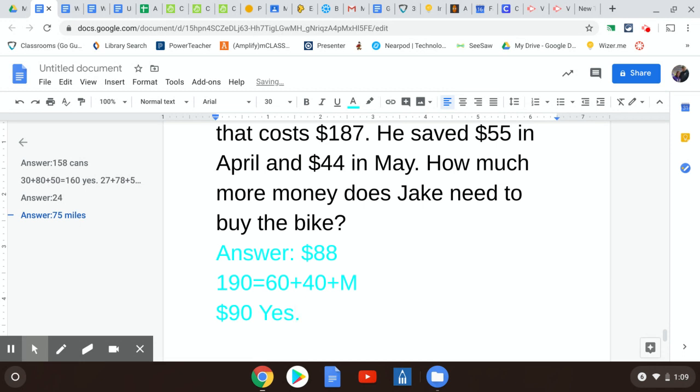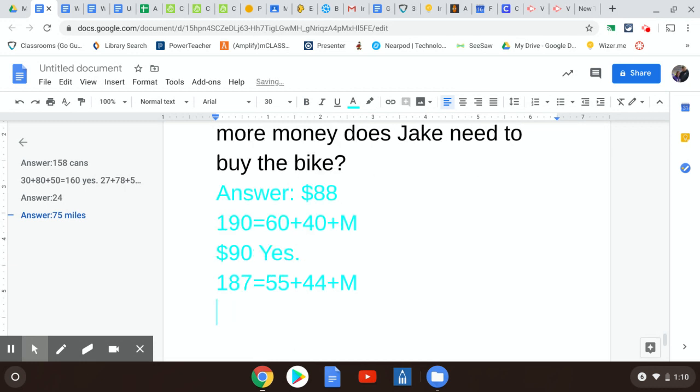Okay, so now let's do the actual math. So you have 187 equals 55 plus 44, and then we have it adding some extra number we don't know. So 55 plus 44 is 99. So you'd have 187 minus 99, which then equals $88, which is reasonable because that's what we needed. Okay, so that's the lesson today.